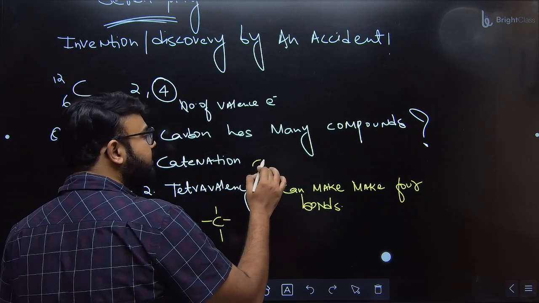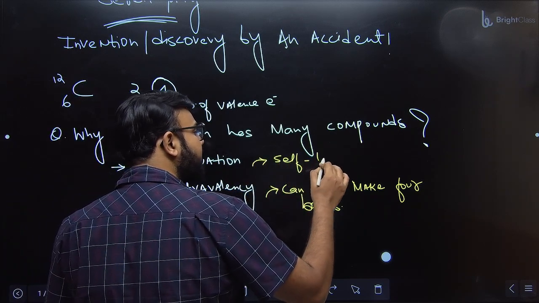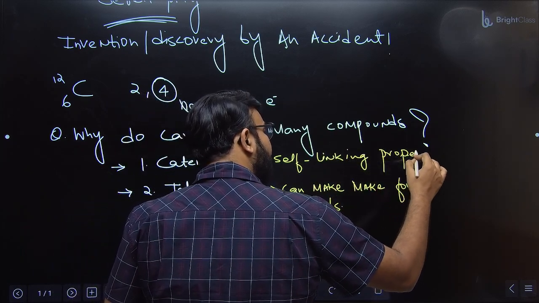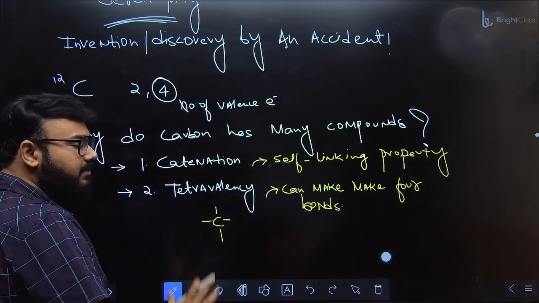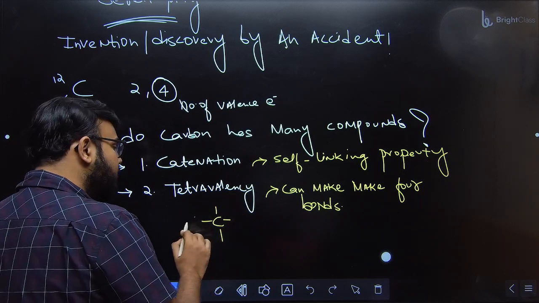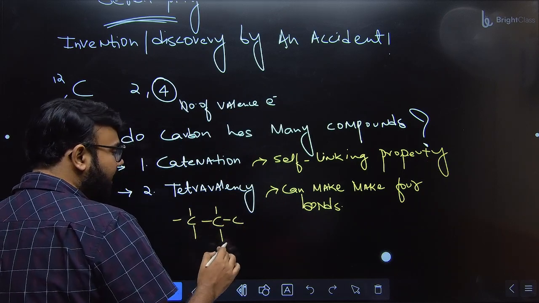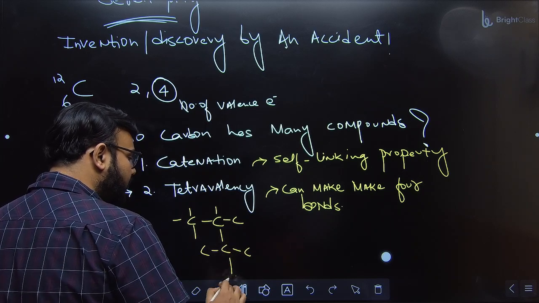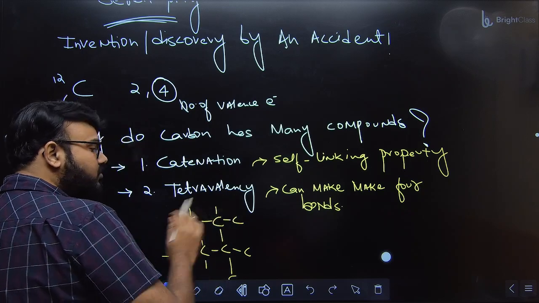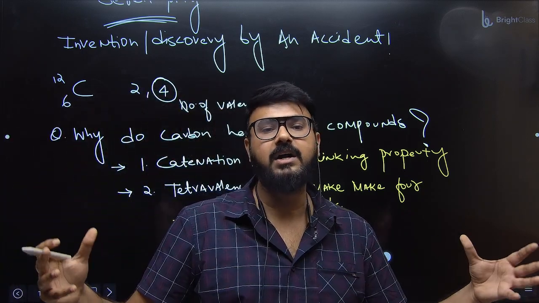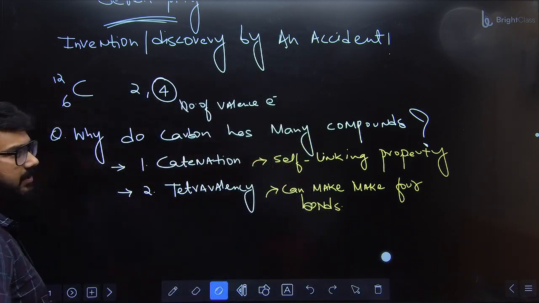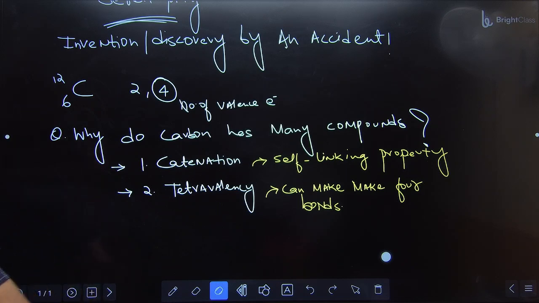So tetravalency means it can make 4 bonds. Is it clear? Each carbon can make 4 bonds due to tetravalency. And catenation means self-linking property. Self-linking means carbon can join with another carbon. So see, it keeps on growing. Each carbon has 4 bonds and it will keep on going. That is how it keeps growing into large, long, different compounds. Is everyone clear about it? Please tell me, did you all understand why carbon has so many compounds?